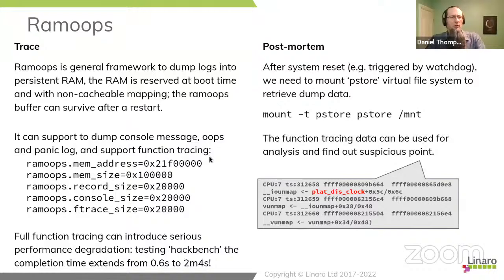It's got some options where you can point it at an address, you can tell it the size, etc. All that means is that the kernel will map it non-cached, and we're relying on the bootloader to keep that address still functional after reset. It must be mentioned that full function tracing into that little ftrace buffer that we've got in our RAMOOPS buffer can be catastrophically performance damaging.